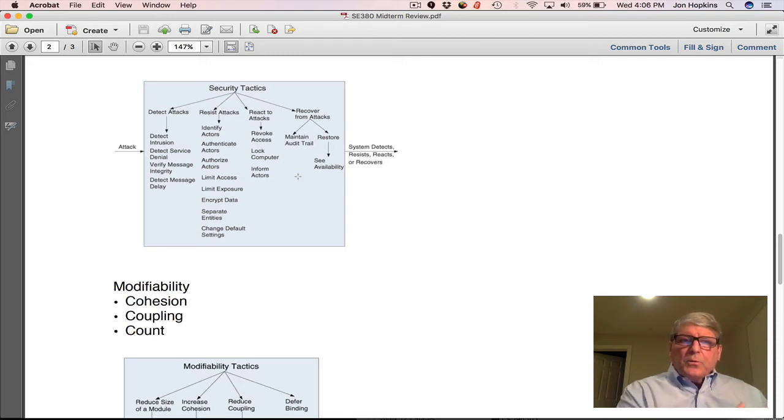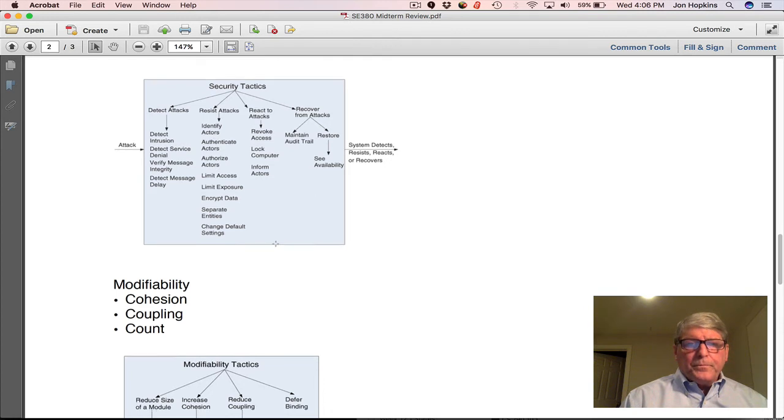So in this case, we detect the attack. That's what's causing us to enter this process, and then once we've detected it, we resist and potentially react or recover from the event. If we successfully resist it, we don't have to worry about reacting to it. If we successfully react to it, then we don't necessarily have to recover.